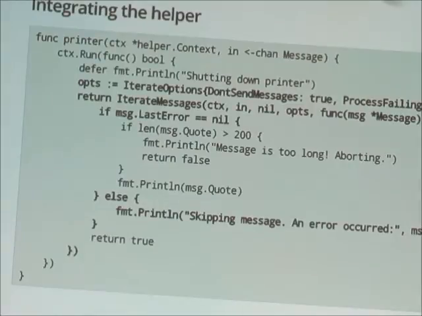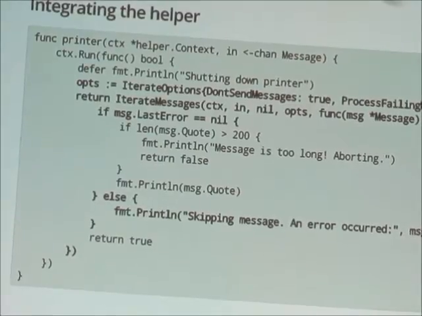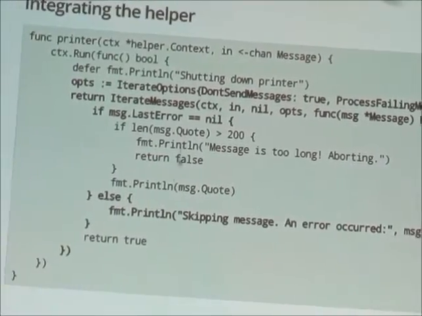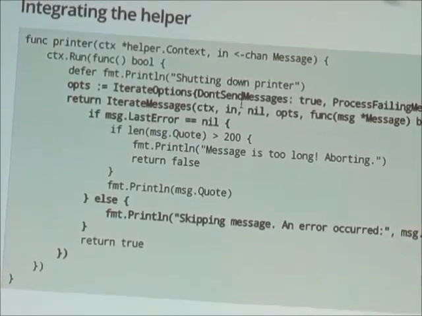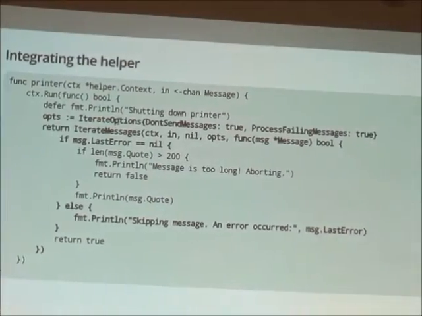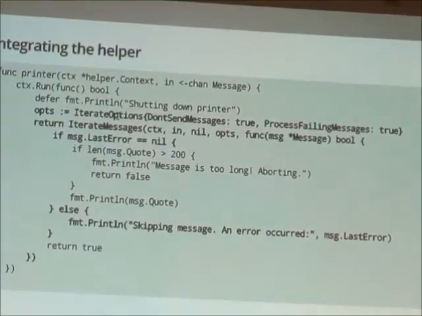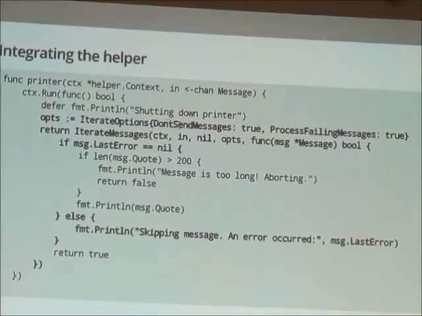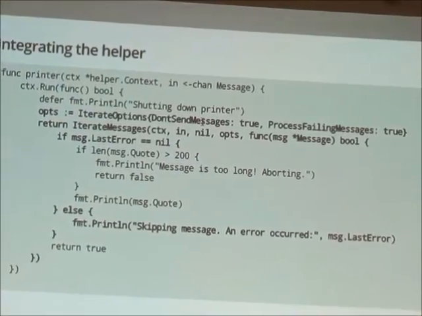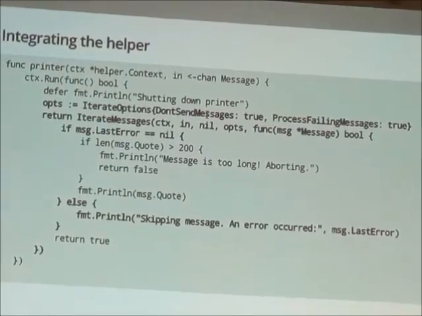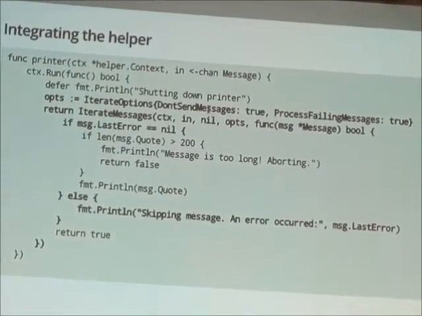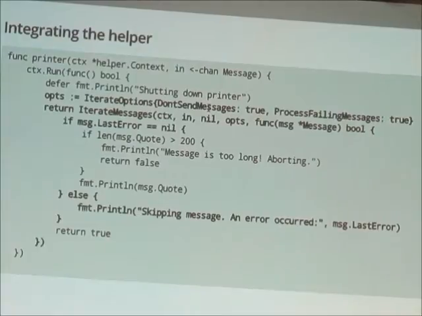So now the printer routine kind of looks like this. We set up the options. I kind of prefer to throw the bools into a struct like this so that you can actually indicate the field names rather than just passing bools into a function, in which case you have to look at the function signature in order to know what they mean.